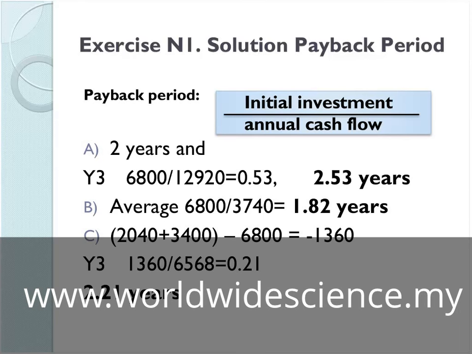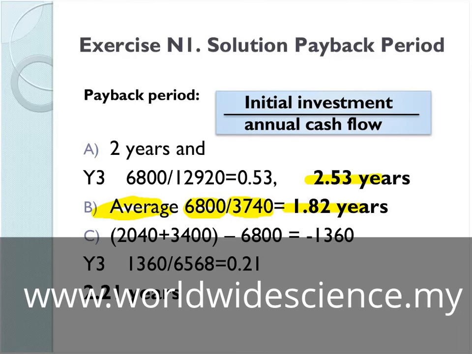From project A, we have got 2.53 years. In project B it is 1.82 years. The average, you remember, you will check your average. What does that mean? You take your investment, which is equal to 6,800, and divide by the average cash flow. Here it is 3,714. In project C, we don't have an average profit.